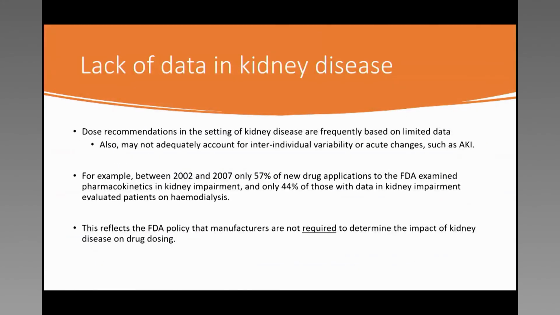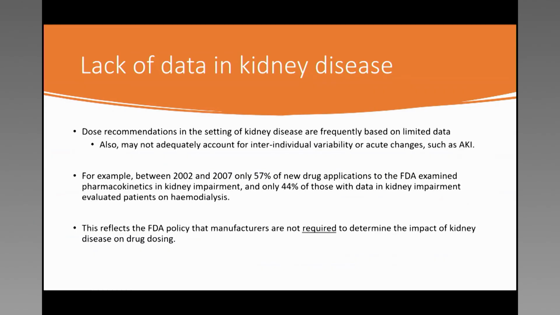Our job when we're prescribing or having some other oversight of drug therapy is complicated largely due to the lack of data in kidney disease. Dose recommendations are frequently based on limited data, or they're just not made. And there may not be an opportunity within recommendations to fully account for or understand inter-individual variability. It's older data now, but things haven't changed much.